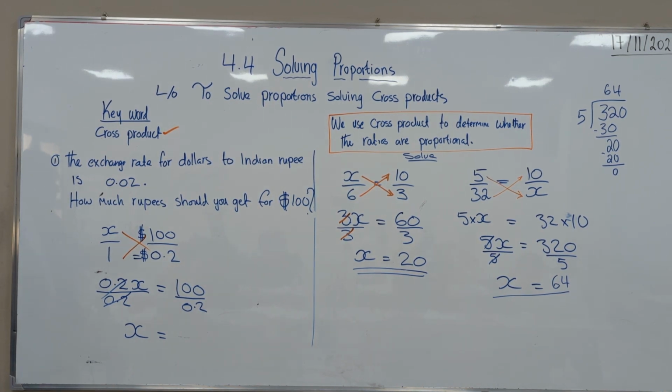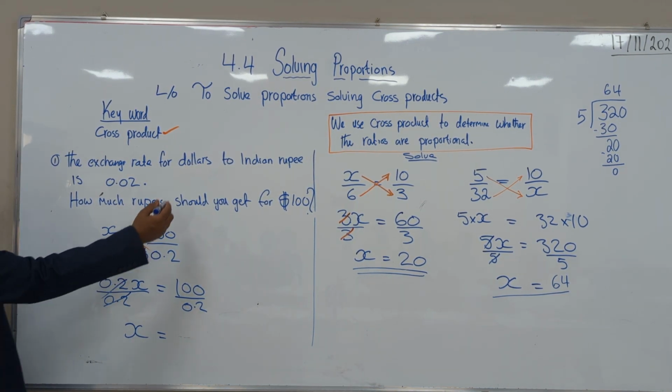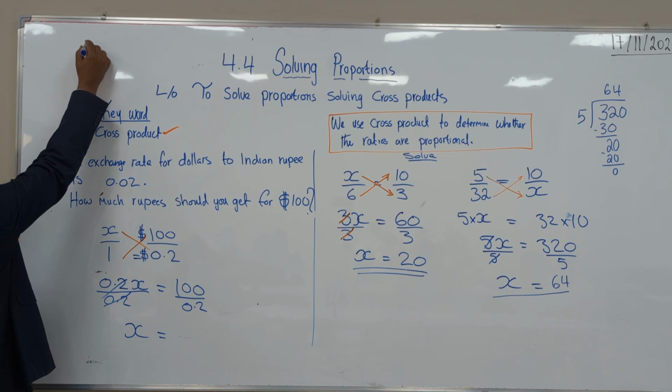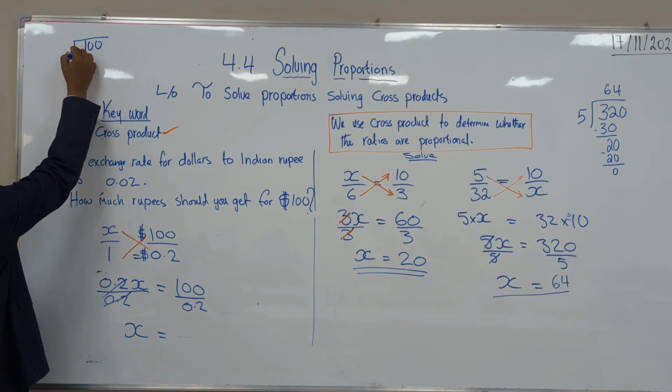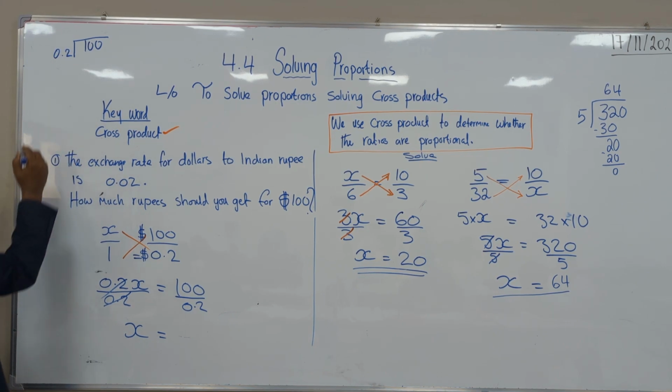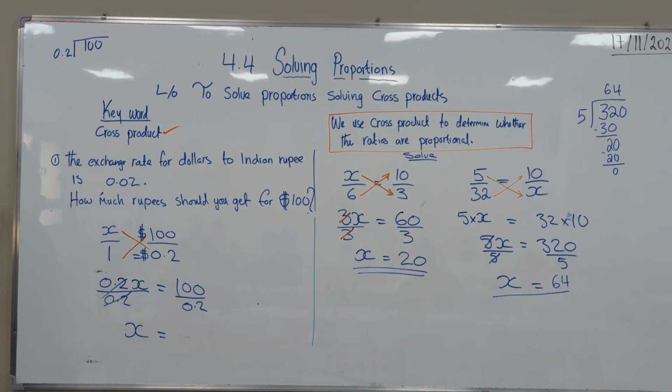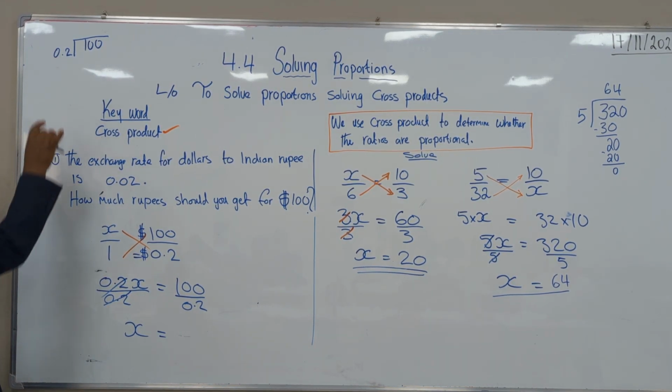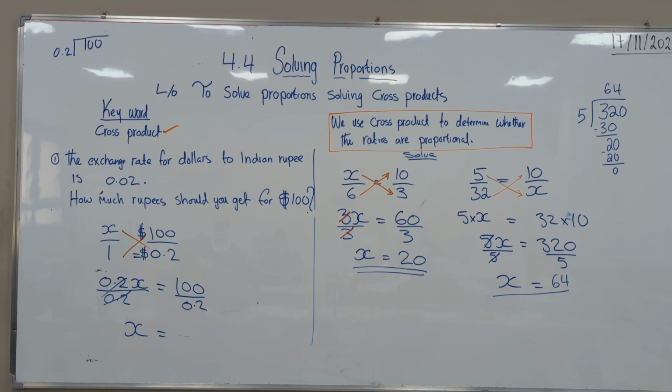Let's divide it. I want to show you how you divide by a decimal. So this is what we will do. We say 100 divided by 0.02. Remember, you cannot divide a number by a decimal. Number cannot be divided if it's a decimal. So we need to change it to a whole number. So how do I change the 0.02 into a whole number?